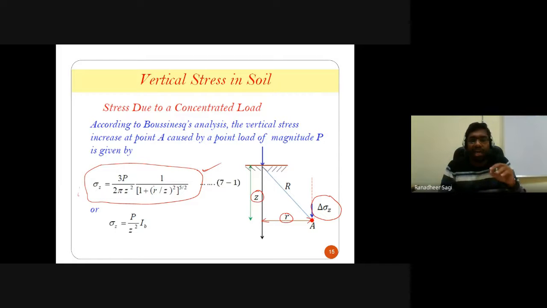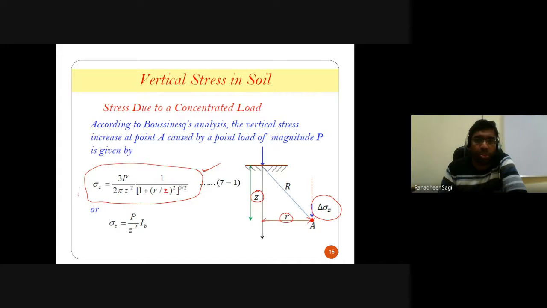Okay, so it's a standard expression. We are not going into the derivation part of it, so please do remember this particular expression. Those interested can refer to any of the standard textbooks on geotechnical engineering, where you would find this expression derived. Where sigma z is the stress developed in the z direction at point A, equal to 3P by 2 pi z square.